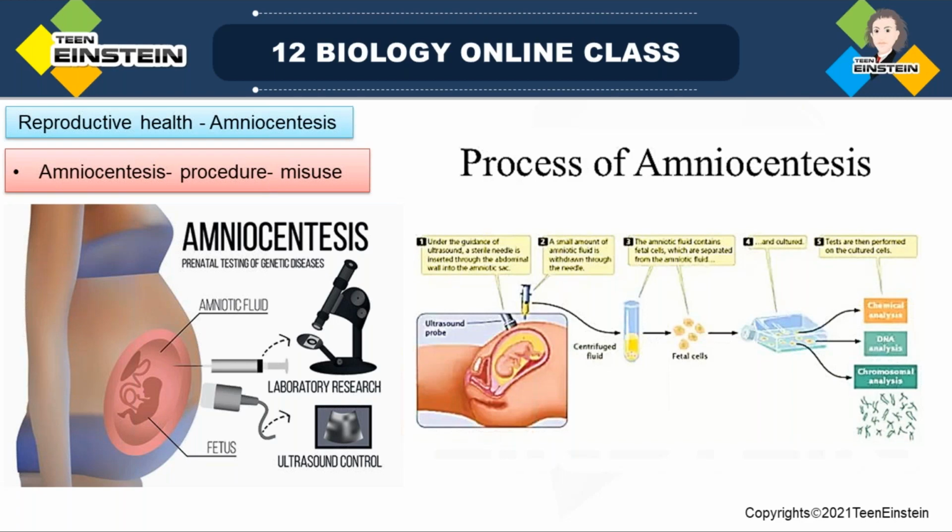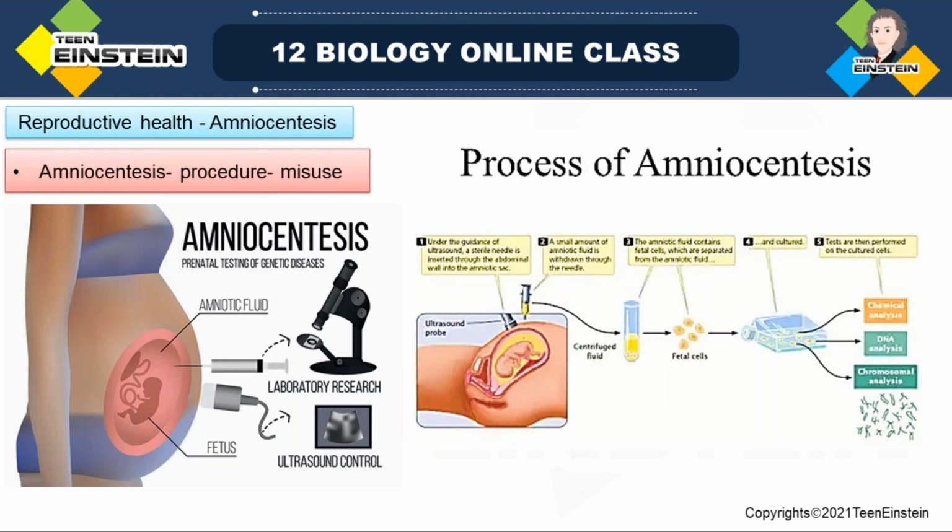The procedure involves the amniotic fluid which surrounds the embryo and contains cells shed from the skin or some other parts of the fetus, right? See here, inside the uterus, this fetus is growing, and surrounding it the amniotic fluid will be there. That amniotic fluid will have the cells shed from the skin or other parts of the fetus, right?